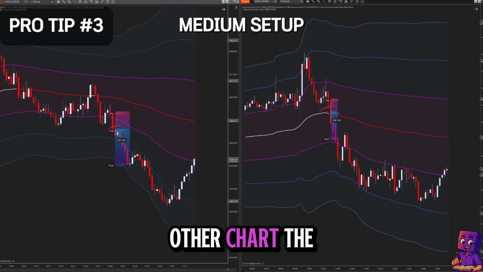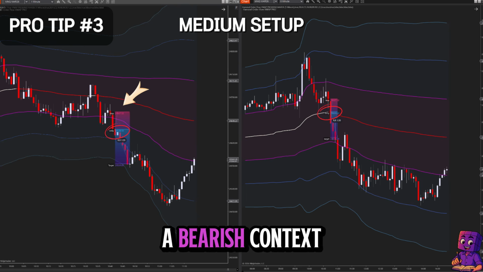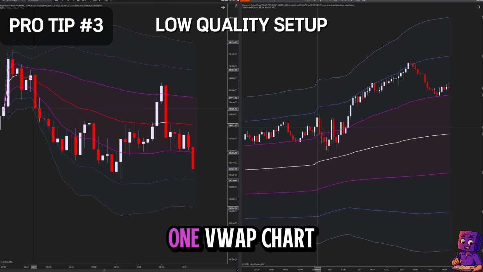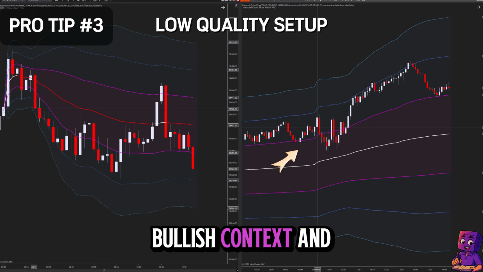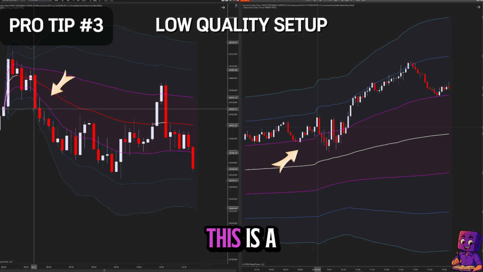And on the other chart, the price is below -1 standard deviation, showing you the seller's power and a bearish context. Not a good scenario. On one VWAP chart, the price is showing you a bullish context, and on the other one, a bearish condition. This is a dissonance, and the trades are not recommended until we can see a clear direction.